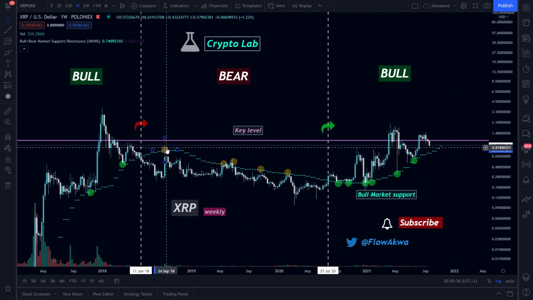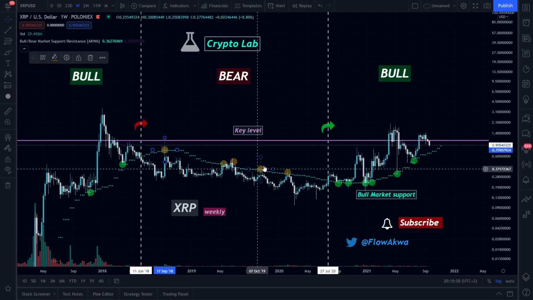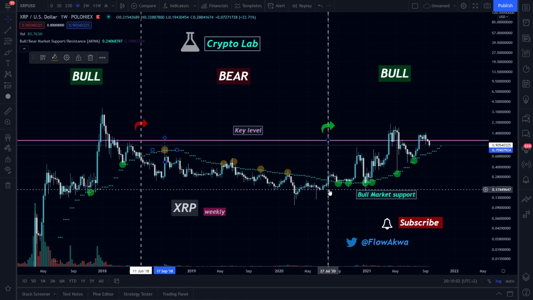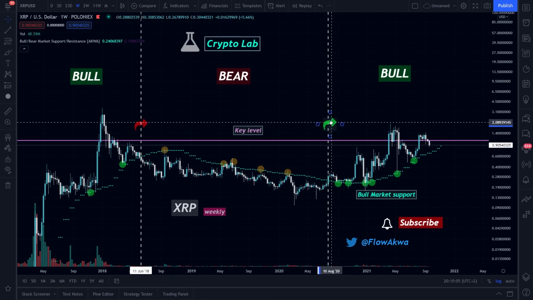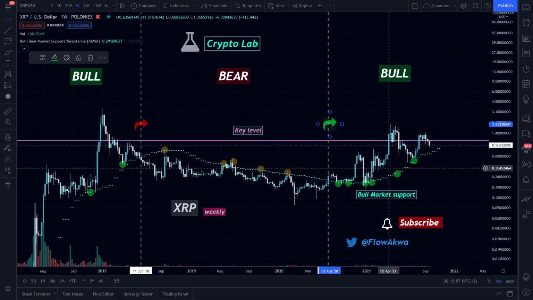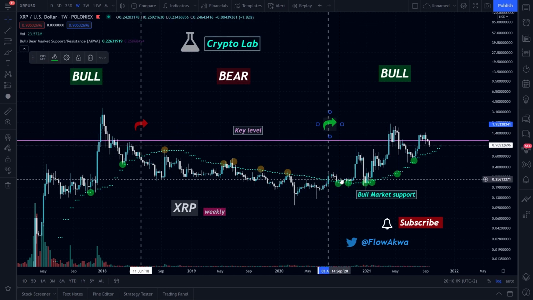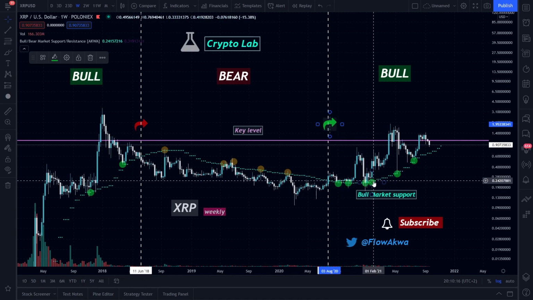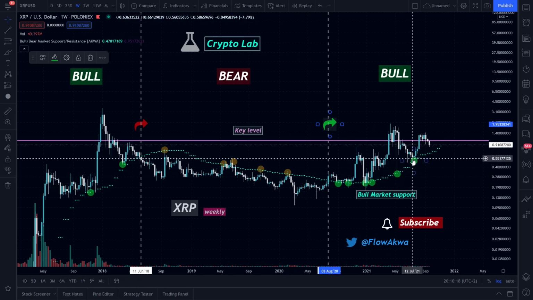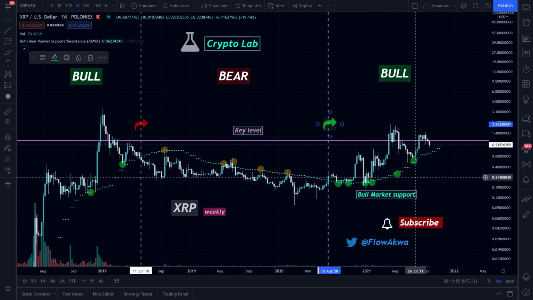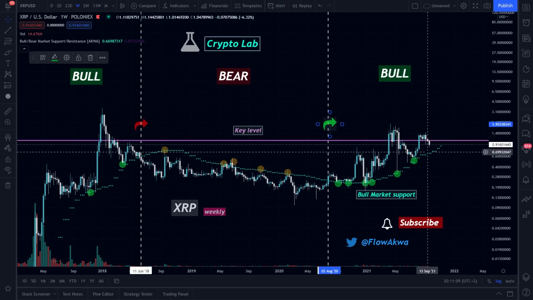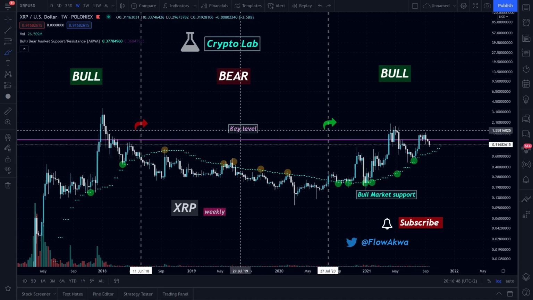Then we used it as a strong resistance multiple times. Then we crossed it. It was the beginning of the bull market. This is the current bull market. And we used it as a very strong support for multiple weeks, just right here, here again, and here again. So far, we know that we are still above the bull market support, so technically, we are still in a bull market.